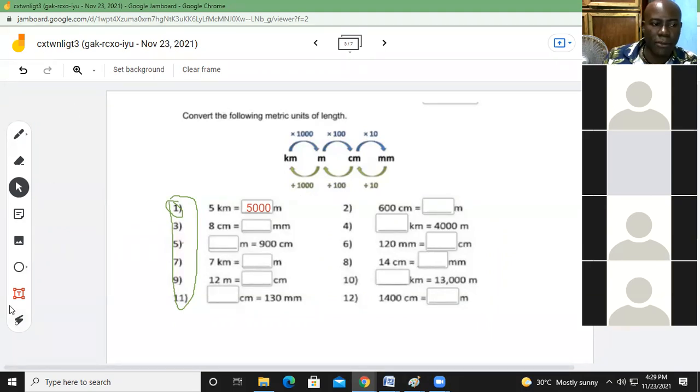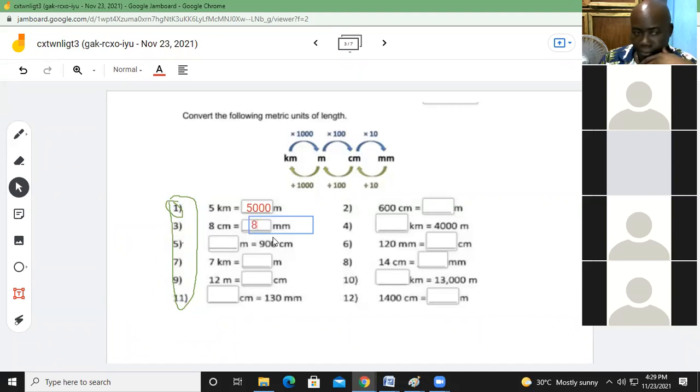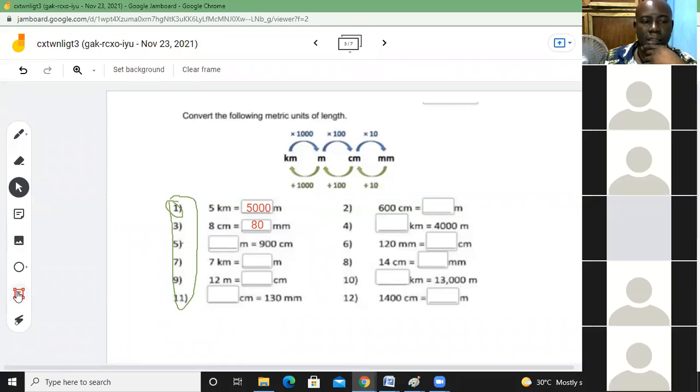Melissa, I need an answer from you for number two. Sir, did you call me? Yeah, Melissa, number two. I got 80 millimeters, sir. 80. All right, we need some confirmation on that. Agreed. I agree. Excellent.